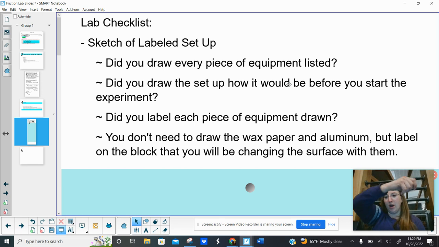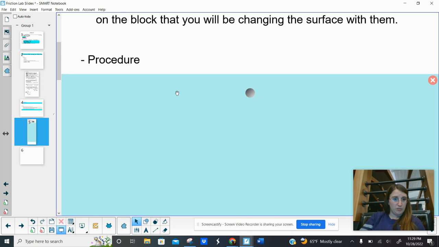So where would you have the block? How does the spring scale look? All that. And again, just double check and make sure that you labeled each piece of the equipment that's listed. So take a second, you can pause the video, go check your sketch, make sure you have all of those things. Now let's get into the meat of it with the procedure.